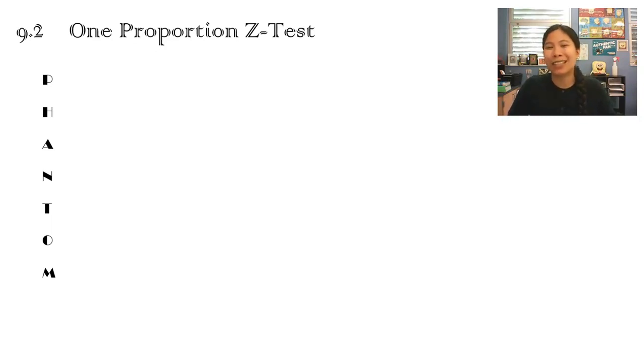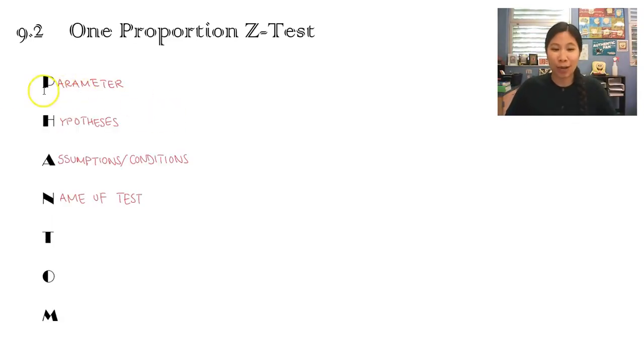My acronym for this is PHANTOM. So not as fun as panic because it's not a verb, but for PHANTOM, it starts off much the same way as we would with panic. We're going to start off by stating our parameter. So what are we trying to make a decision about? Is it a population mean? Is it a population proportion? And what is the context of the problem? That all needs to get included in the parameter.